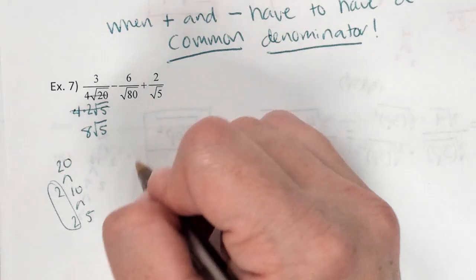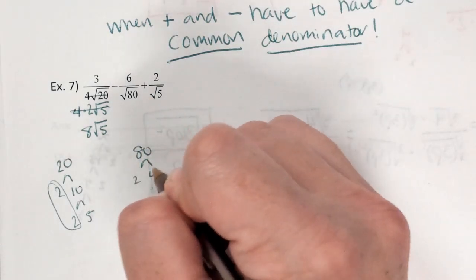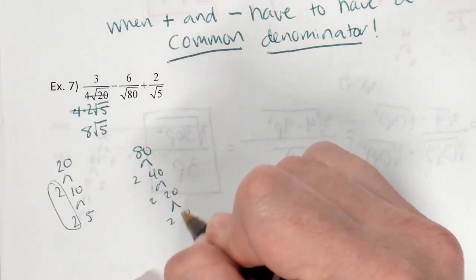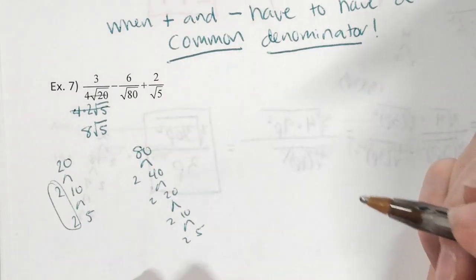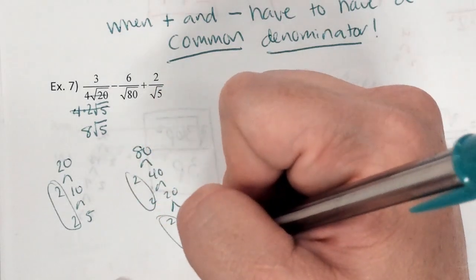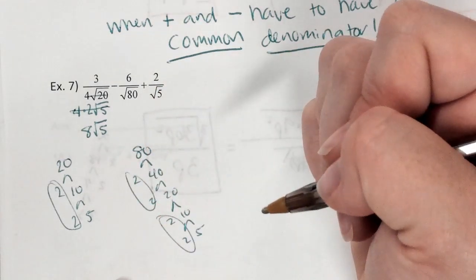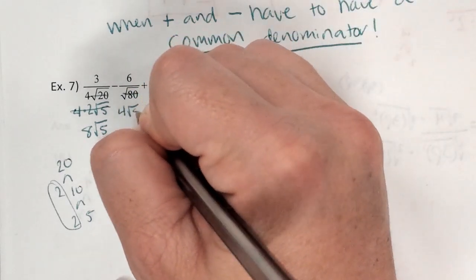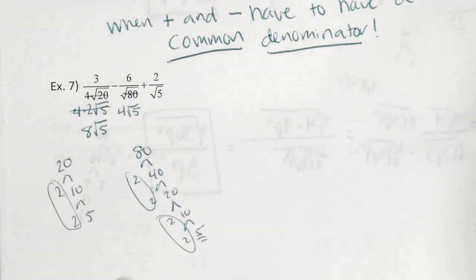So now we have to break down 80. 2 and 40, 2 and 20. Well, then I could just copy this. 2 and 10, 2 and 5. Well, here I have 2 sets of 2's that match. Okay, so what do I get to take out? 4 square root of 5, because I had a 5 left over.